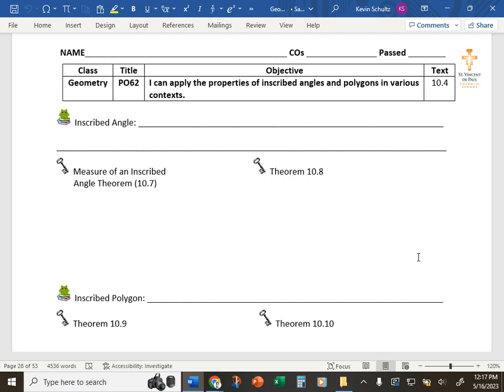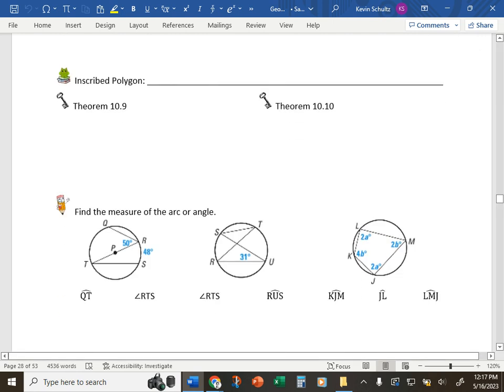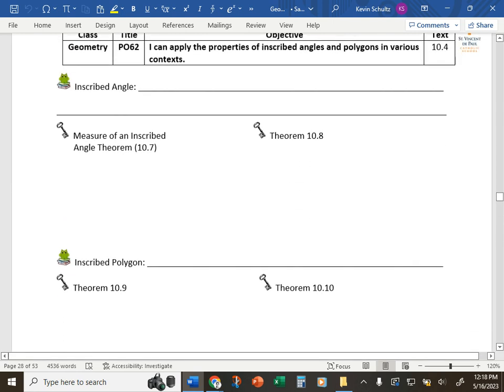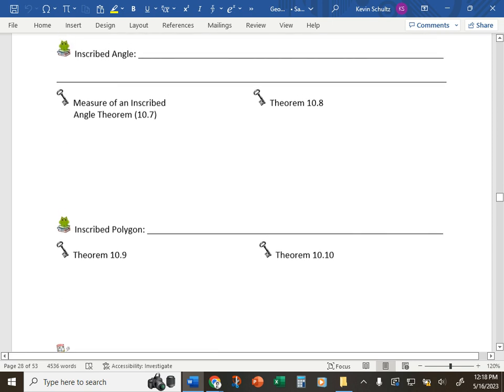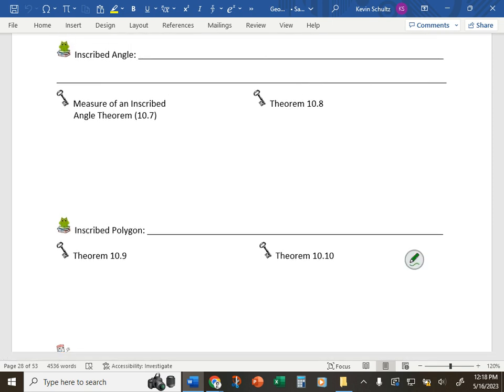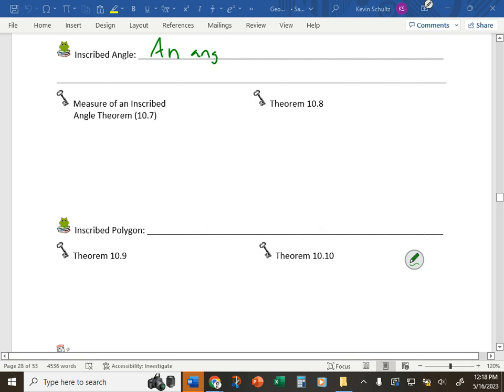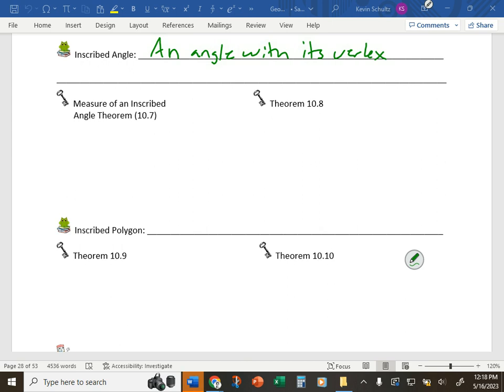So we've talked about central angles, right? A central angle is equal to the arc that it creates. An inscribed angle is an angle with its vertex on the circle. Okay? An angle with its vertex on the circle.